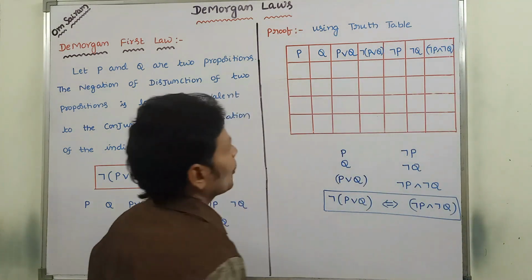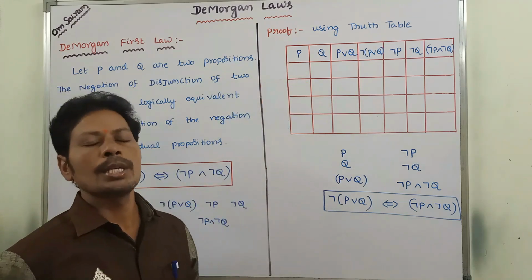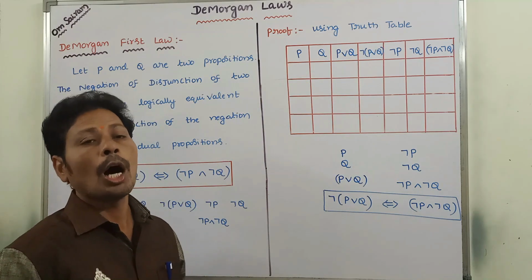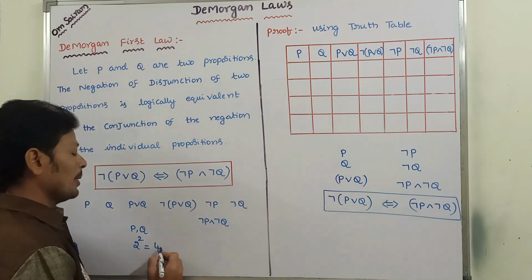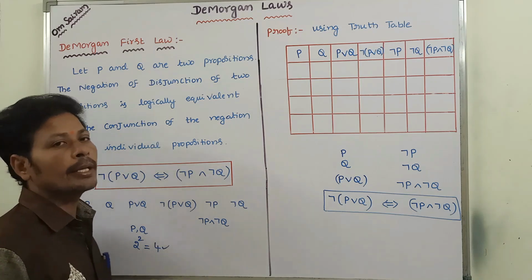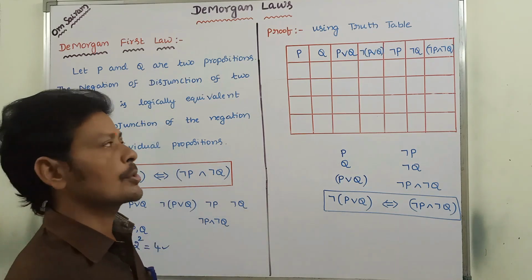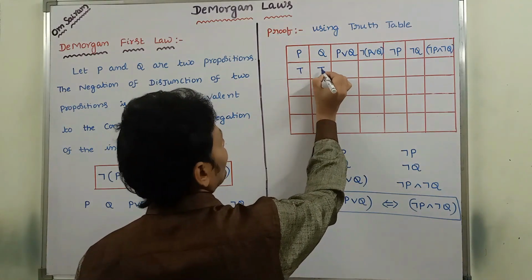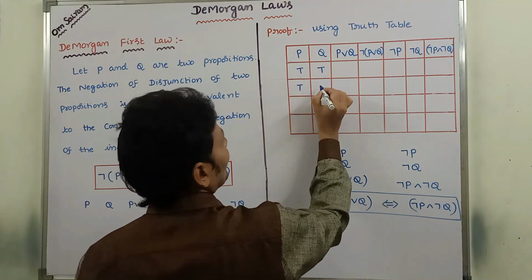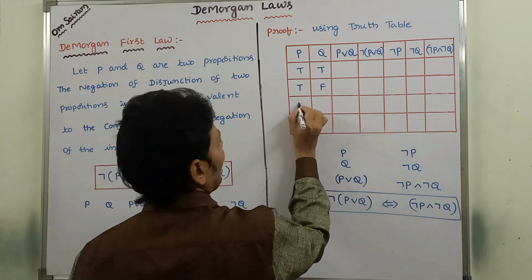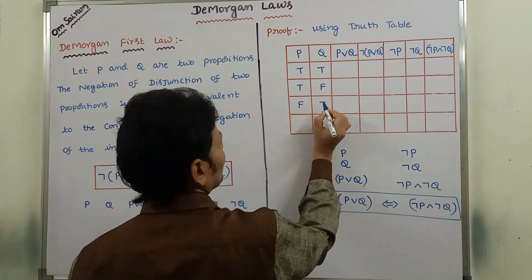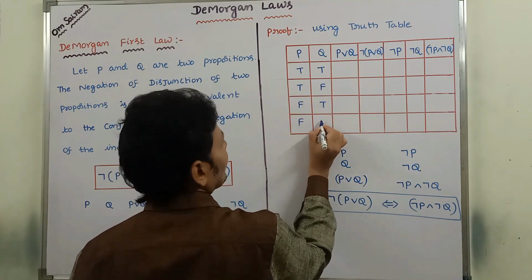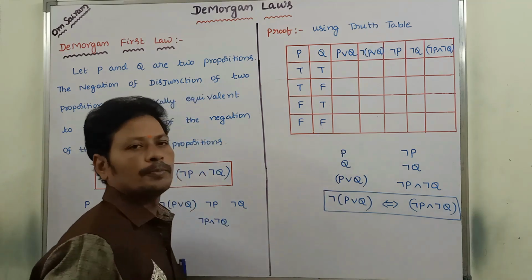With two propositions P and Q, we get 4 possible combinations of truth values: P true, Q true; P true, Q false; P false, Q true; and P false, Q false.